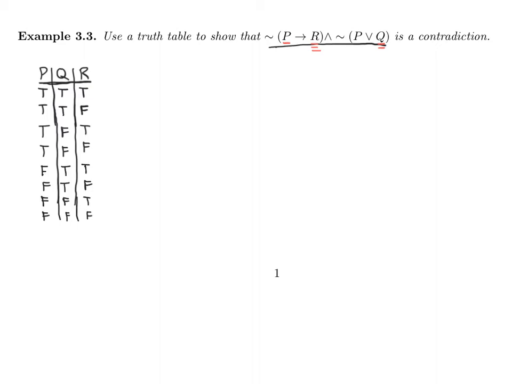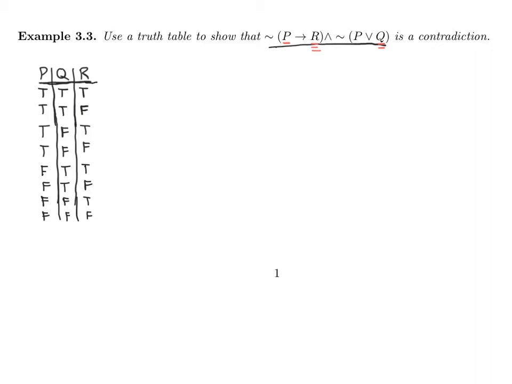And I just want to point out, you don't have to think about it like this all the time. Notice that here, the P has 4 truths in a row, then 4 falses. The Q alternates between 2 truths, 2 falses, 2 truths, 2 falses, and R alternates true, false, true, false, true, false, true, false. So if you notice that pattern, you could just write that down right away and you don't have to think too hard.